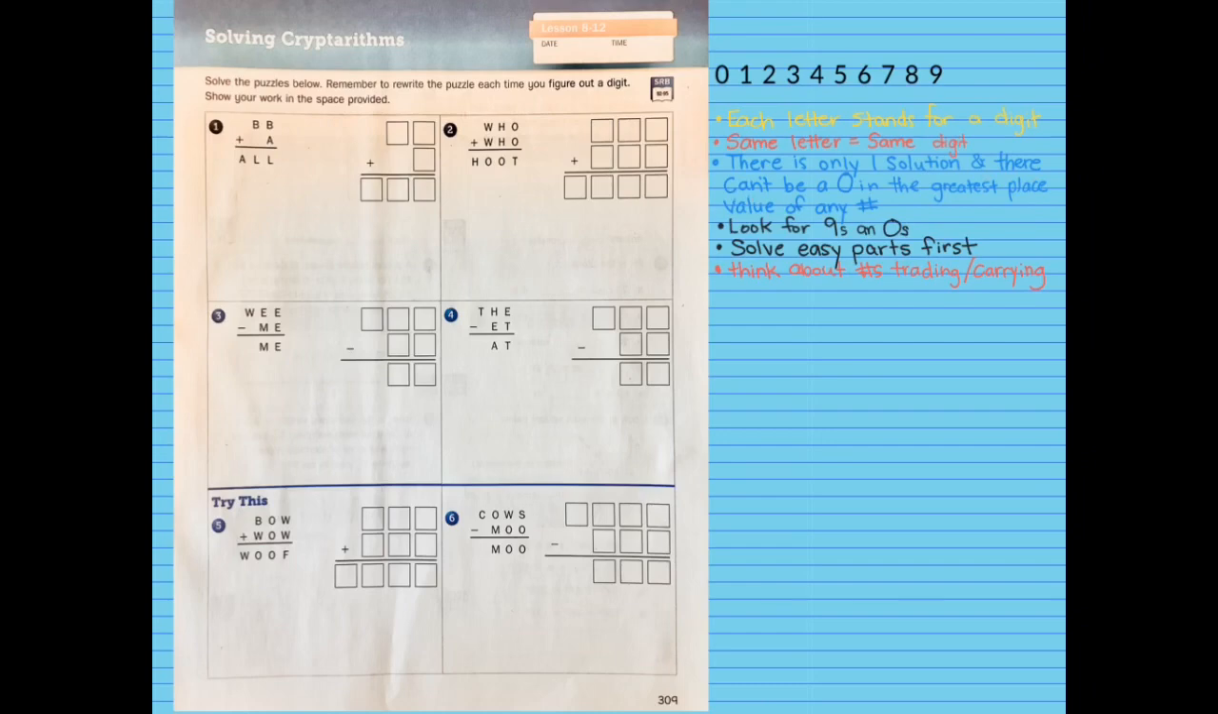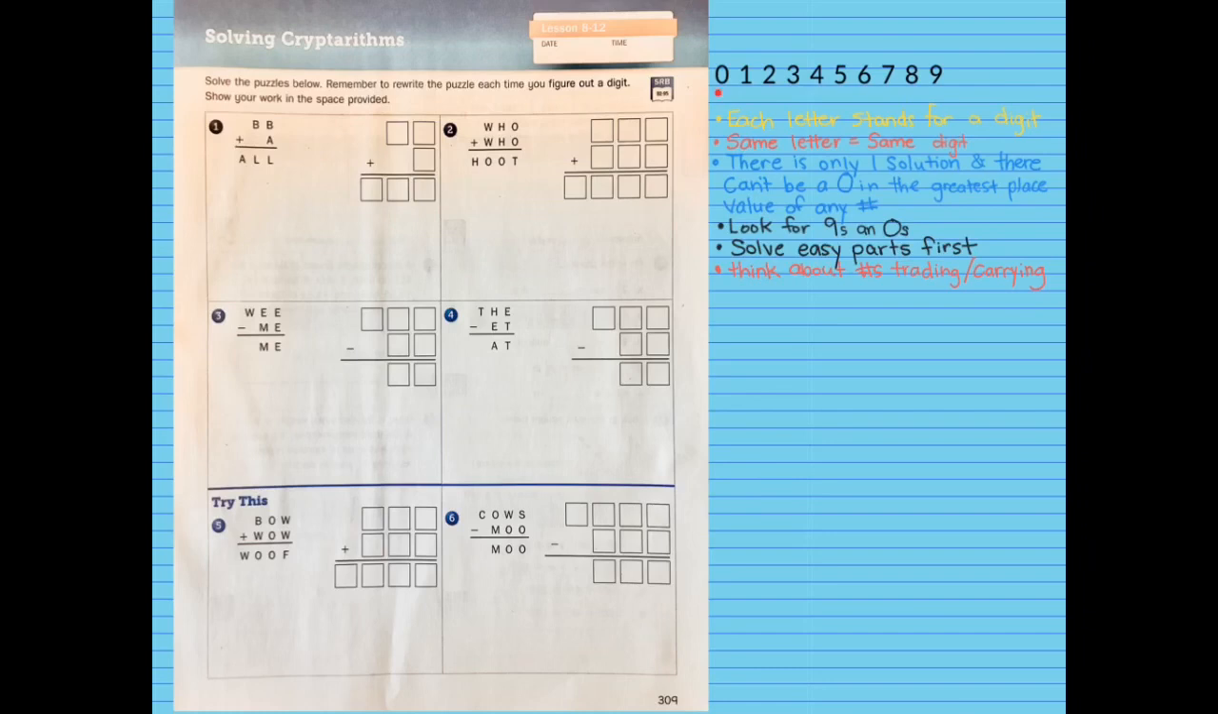And there can't be a zero in the greatest place value of any number. So you couldn't have a zero here, no zeros here. Again, there's only one solution, so everybody will have to have the same answer. A good way to start some of these is to look for places that nines or zeros could go. You don't have to solve this in any order, okay? So solve the easy parts first. And then also think about numbers trading and carrying, okay?